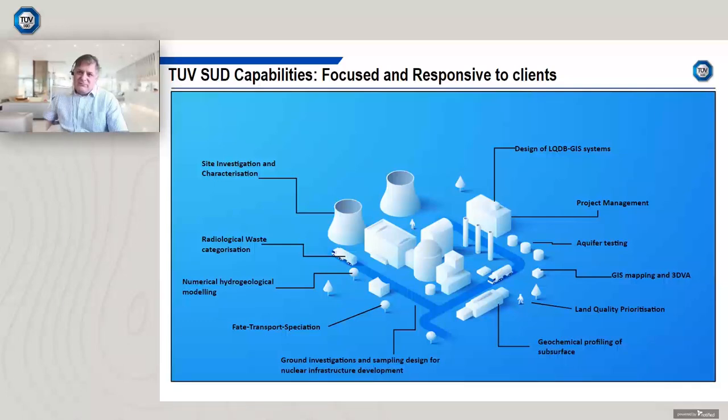And in some cases, we have an external pool of experts who help us out. Ground investigation and design is quite a key capability we have, along with fate and transport speciation, numerical modeling, characterization of waste, and the old-fashioned site investigation and characterization. So within our team in the business, we can carry out a full life cycle of a nuclear site that meets the commercial and the regulatory objectives.